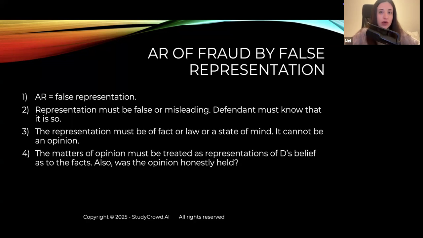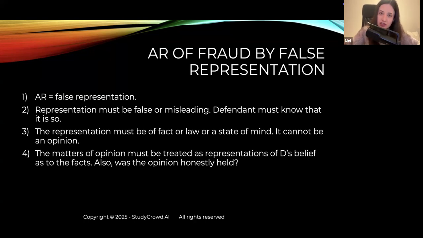So you should show in your answer why you think that this particular representation is false or misleading. Make arguments. And you should also show the defendant knew that this representation, the statement he or she was making, was false or untrue. They will give you some facts that you need to pick up on and make arguments. The representation must be a fact or law or a state of mind. It cannot be an opinion.